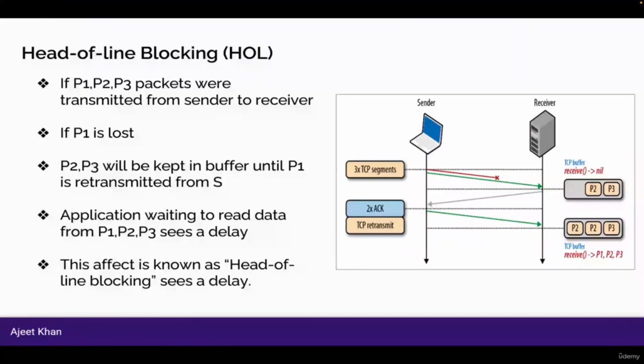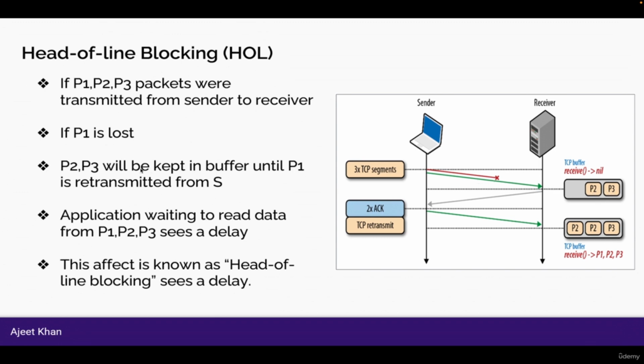Now in this video, we are going to learn about head of line blocking. Suppose we have P1, P2 and P3 packets that were transmitted from sender to receiver, and P1 is lost. You can also see this in the diagram: 3 packets were sent from sender to receiver, and the receiver receives P2 and P3, and P1 got lost.